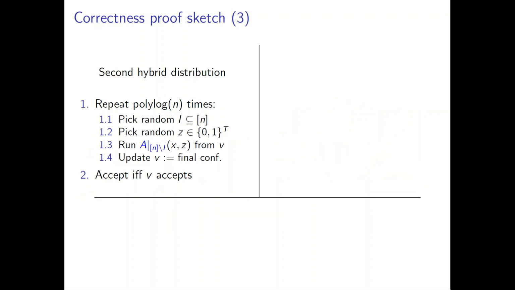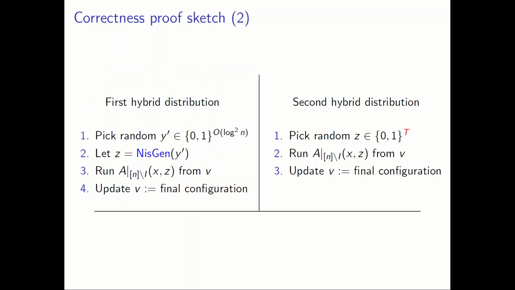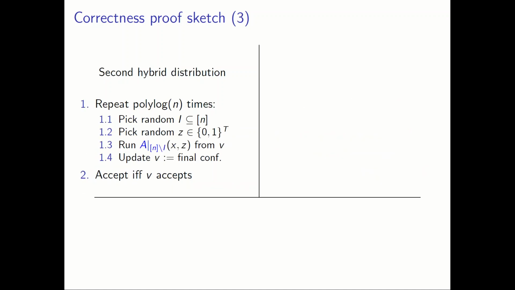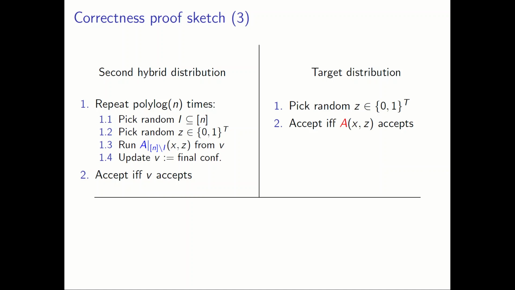Okay, then the final step of the hybrid argument. This right here was just one phase of this second hybrid distribution, and now we're expanding it back out so we have a whole loop. And we want to compare that to the target distribution, what we're trying to simulate. And what we're trying to simulate is just the unrestricted algorithm. None of this restriction business. You just run the algorithm straight.